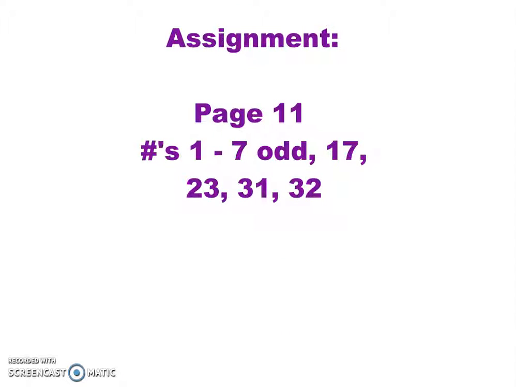This is your assignment. Page 11, 1 through 7 odd, 17, 23, 31, 32. Not a lot, I mean, 7 problems, not even. Make sure to do it in your binder on a separate sheet of paper, not in your book.